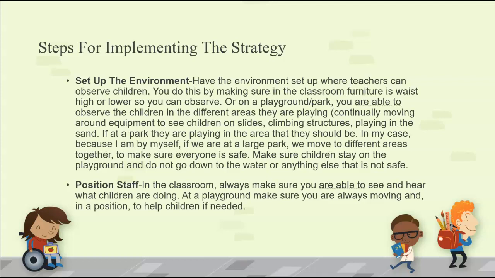Steps for implementing the strategy. But first of all, you want to set up the environment. Have the environment set up where teachers can observe children. You do this by making sure in the classroom furniture is waist high or lower so you can observe. Or on a playground or a park, you are able to observe the children in the different areas they are playing. That means you're continually moving around equipment to see children on slides, climbing structures, playing in the sand. If at a park, they are playing in the area that they should be.